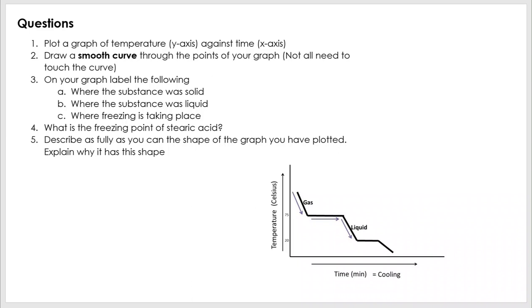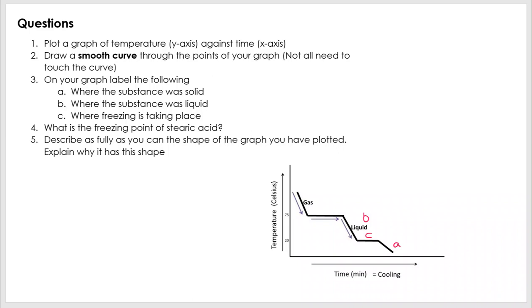So we need to label where the substance was solid, that's A, and that's after it's been a liquid, it becomes a solid and it's cooling and freezing, essentially. Then where the substance was a liquid, well, that's actually labelled on this one, and then where freezing is taking place. And this is a really important bit. The freezing is taking place at the point that the line flattens off.